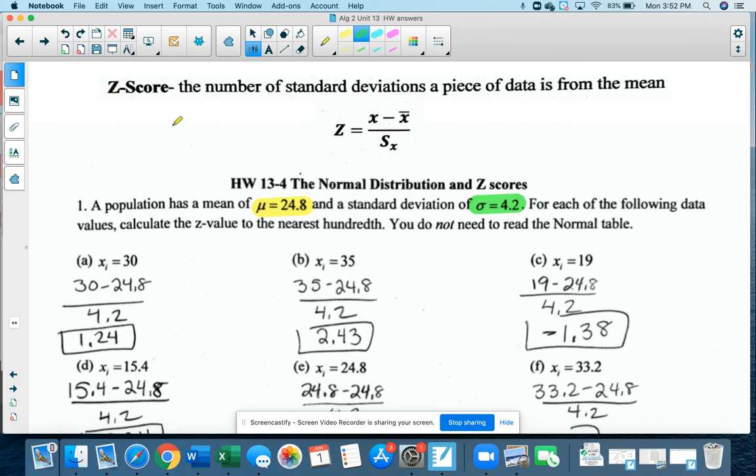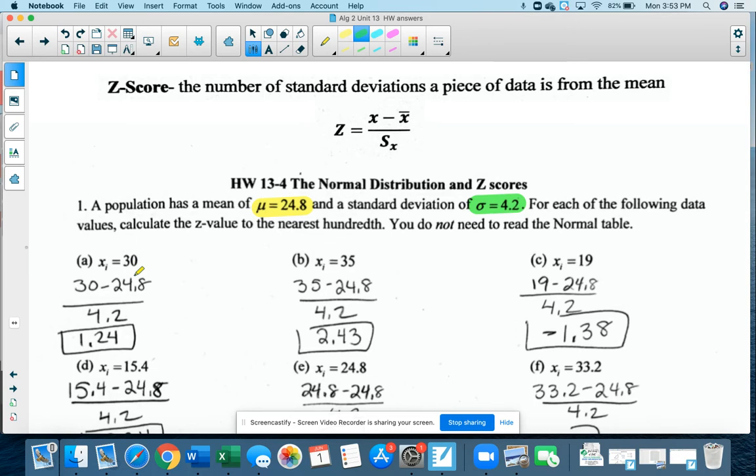So you learned in this unit that the z-score is the number of standard deviations a piece of data is from the mean. The formula that we use, so the z-score, that's the z, is the data value that they give you minus the mean, divided by the standard deviation. That's a formula we're going to use for all of these problems in exercise 1.